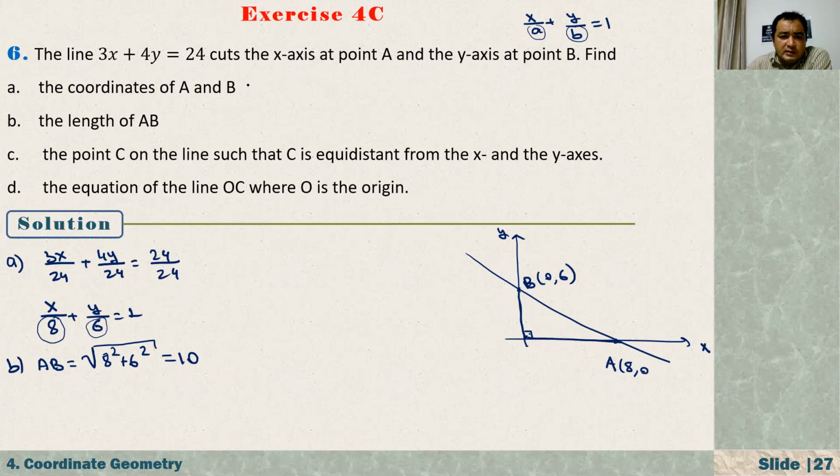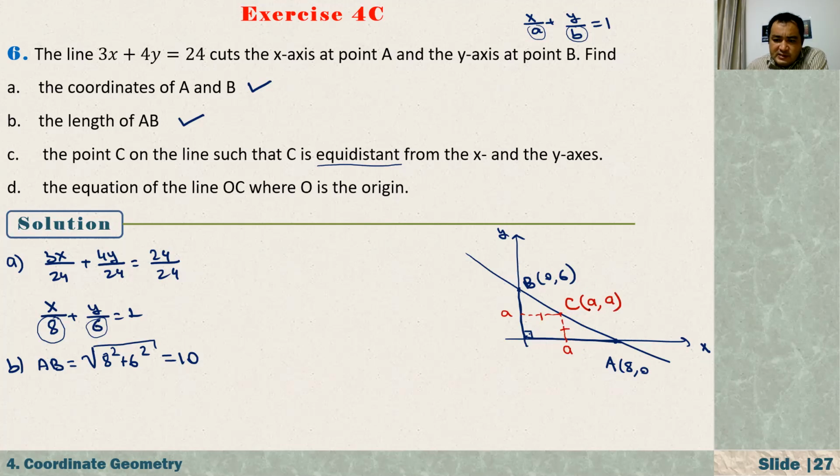Okay, now A is done, B is done. Question C says the point C on the line is such that C is equidistant from the x and the y axis. Equidistant means having the same distance. Suppose that point is this. So that point is C, and it is equidistant from the y-axis and x-axis. That means if this distance is a, this distance should also be a, and these are equal. So the coordinates of C will be (a, a).